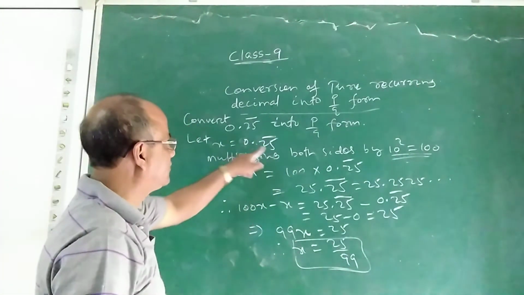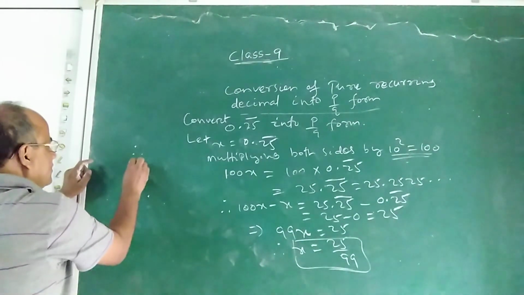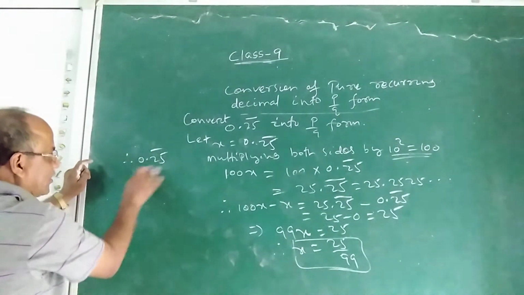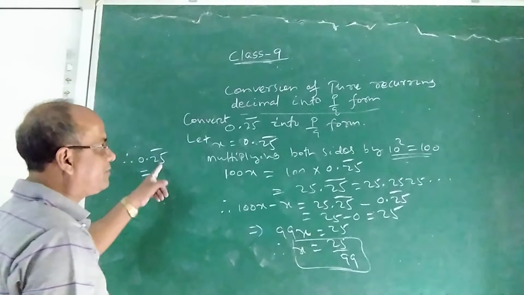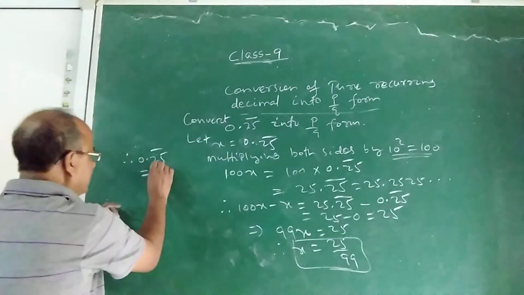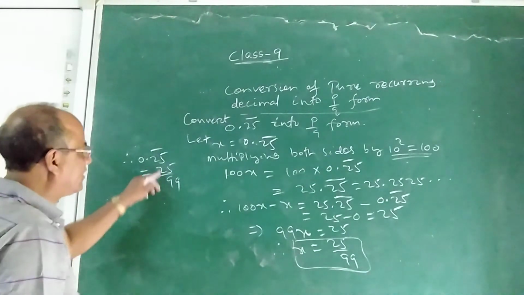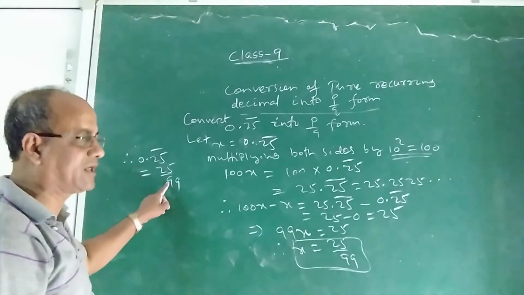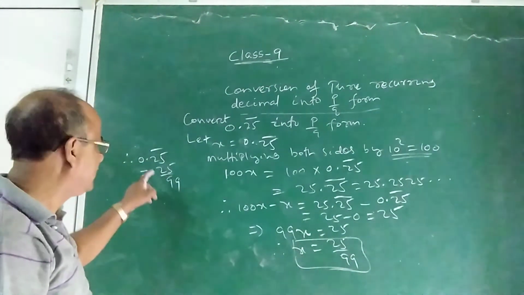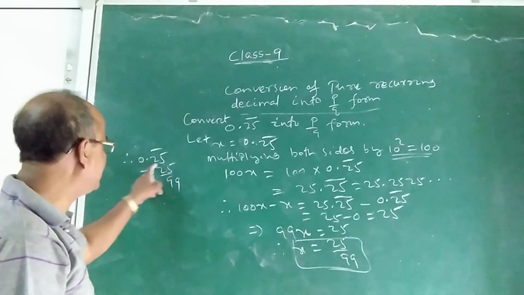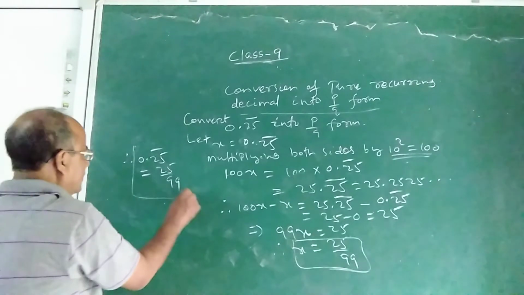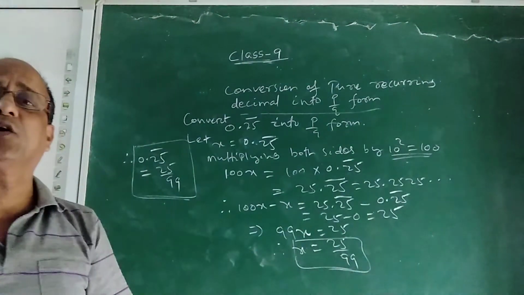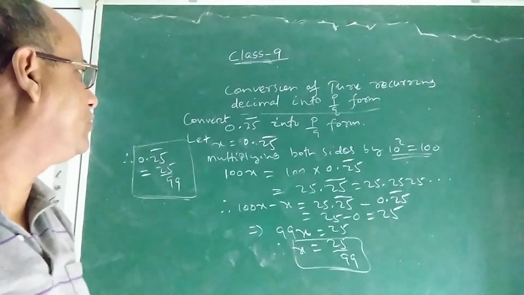And x we have taken as 0.25 bar. Therefore, 0.25 bar, which is a pure recurring decimal, when converted into p by q form or rational number form, will become 25 by 99. Now see here, 25 by 99, they do not have any common factor. So we cannot reduce it into lowest terms. So this will be the answer. This will be the required rational number form of this pure recurring decimal. I hope you understood, children. In the next class we will discuss how to convert a mixed recurring decimal into p by q form or rational number form.